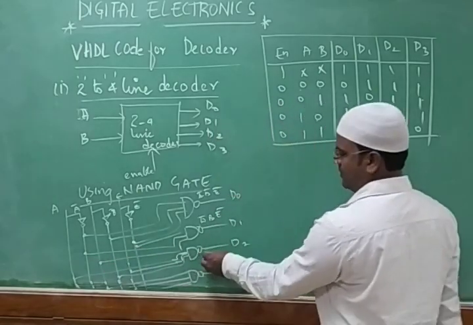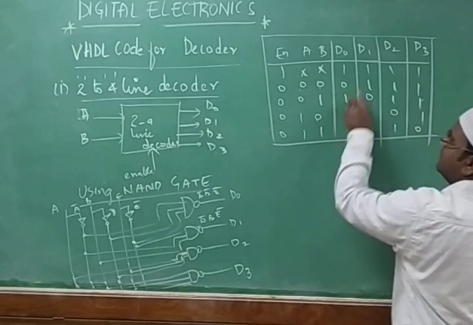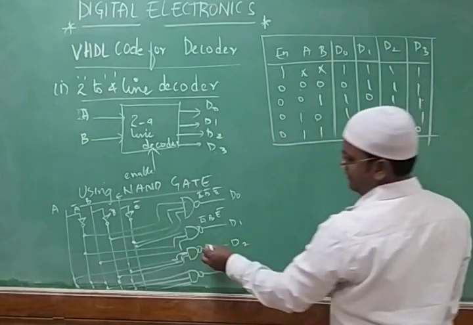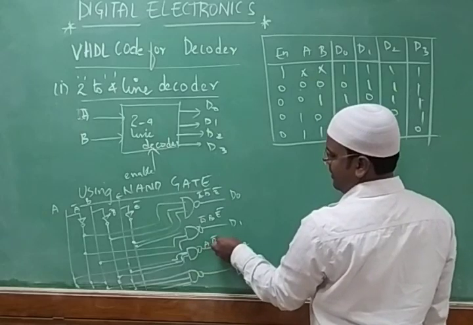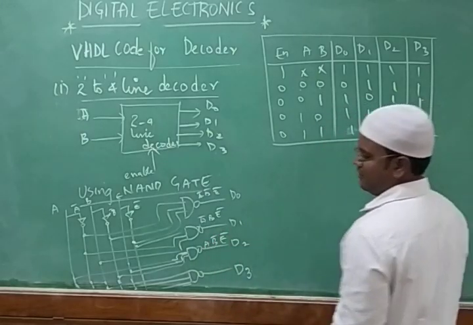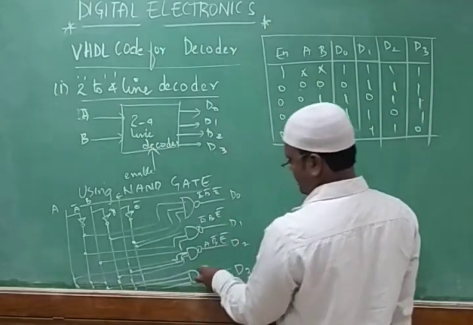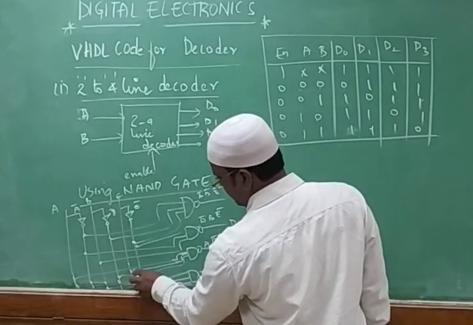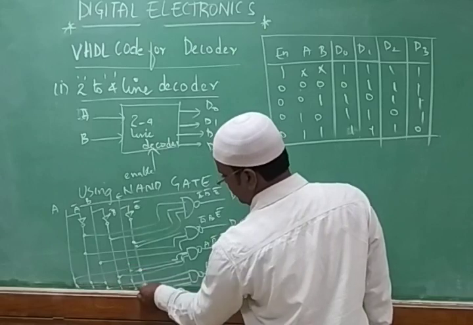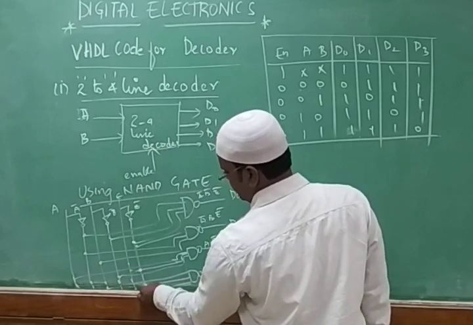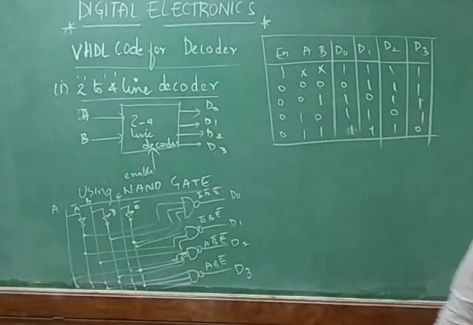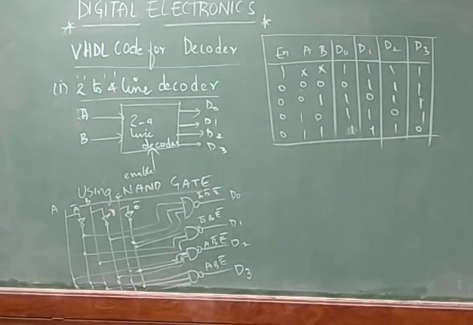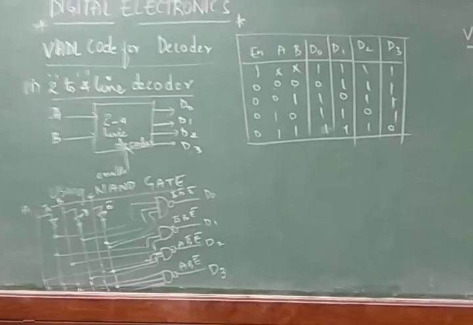Okay. Now for this, what is D2? D2 I can write. So D2 is what? A, B bar and enable bar. Next thing, for the last one, A, B and enable bar. For this, we should give the connection from enable bar itself. For this also enable bar. Okay, so this is what we got by using the NAND gate operation. Now we'll try to write its VHDL code.